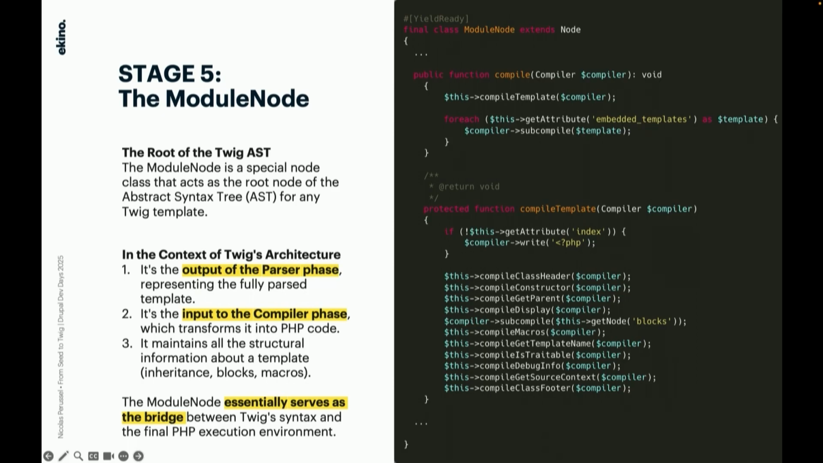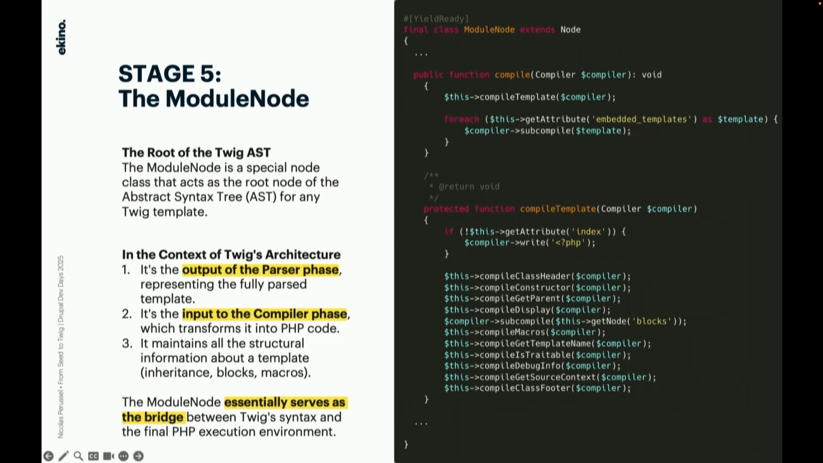Something very interesting is a module node. The module node is the first node of the tree, of the AST. It's a root node. And in the context of the Twig architecture, the module node is the output of the parser phase and the input to the compiler phase. It's like a bridge. It's very important to know that.